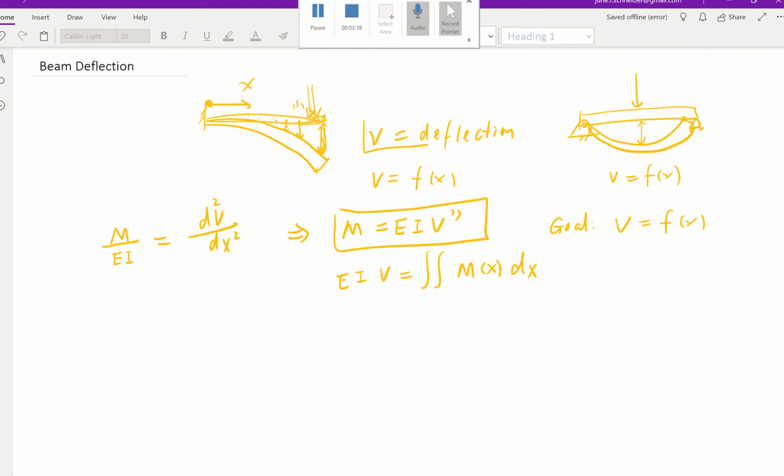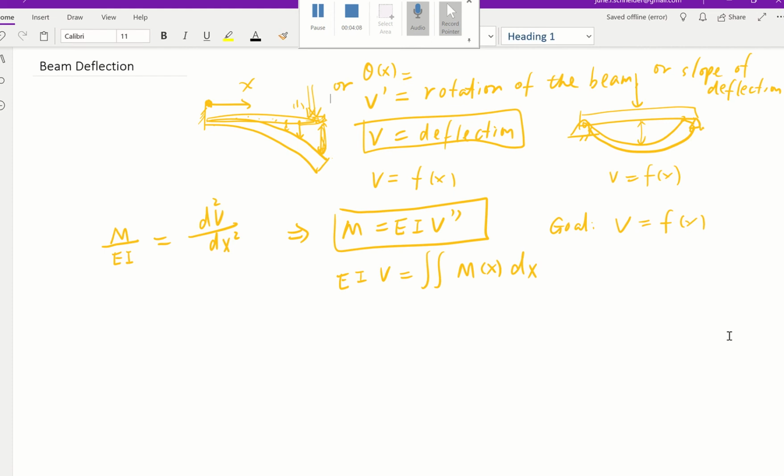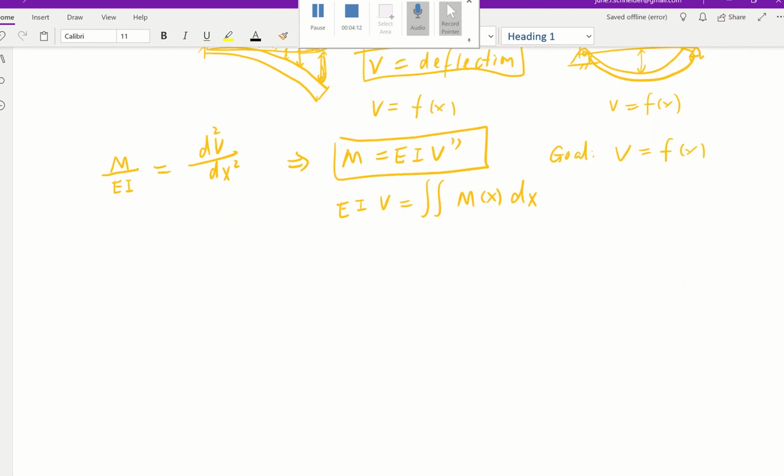So here again, I want to emphasize this V is deflection, how much deflected for the beam. And one more, V prime, if it's like a single derivative, that means it's rotation of the beam. Or it's considered as a slope, right? Slope of the deflection, because it's derivative. And sometimes this V prime in different textbooks they may use as theta of x. So no matter what, we know that's going to be indicating the slope of the deflection or rotation of the beam. Okay.